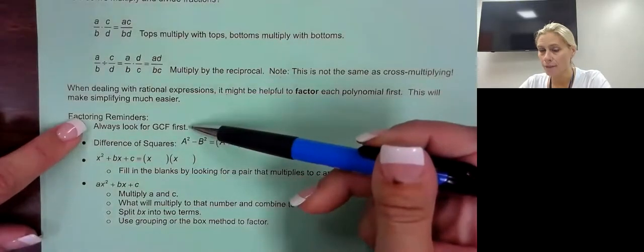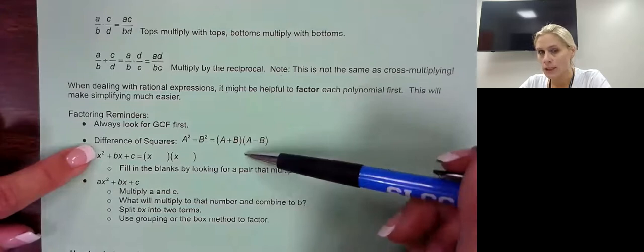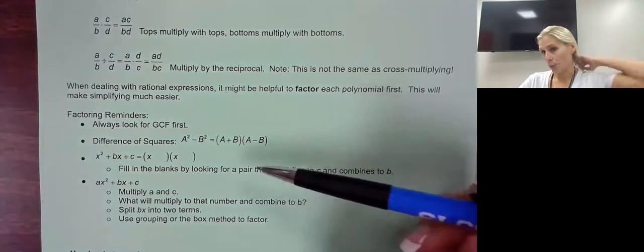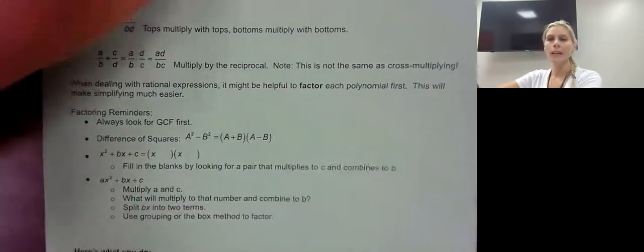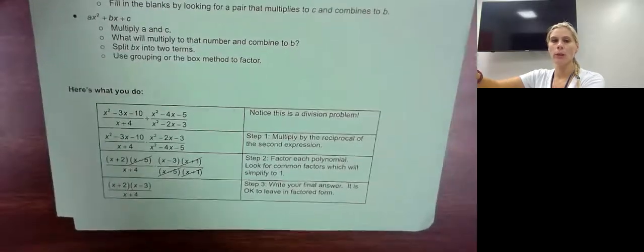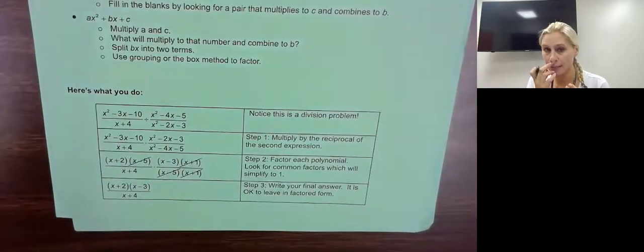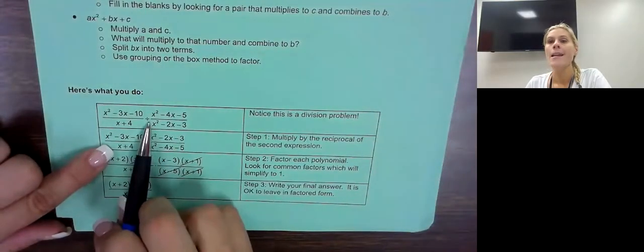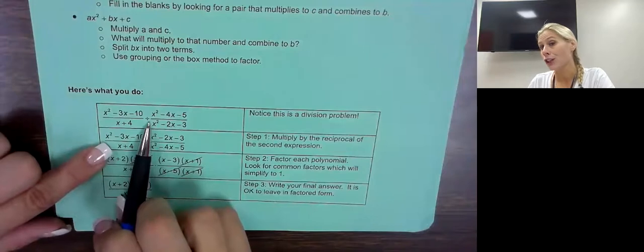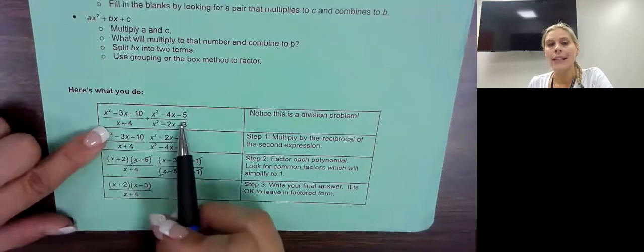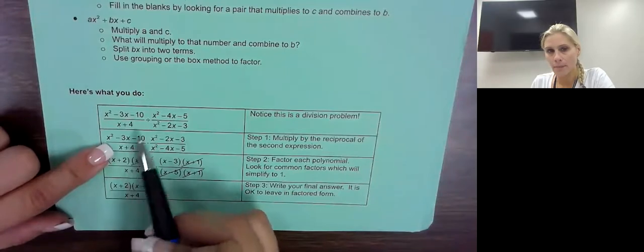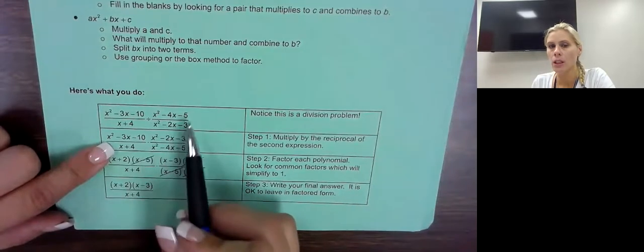Always look for GCF, look for that difference of squares, and then your trinomial, whether you're going to use your box or your grouping, okay? Here is an example down below that we will do together to see the division here. Okay, so first I want to notice that it is a division. Now I tend to factor first and then flip, but this example decides to flip it first, which is totally fine. See, we keep the first one the same, change division into multiplication, and then flip the second.